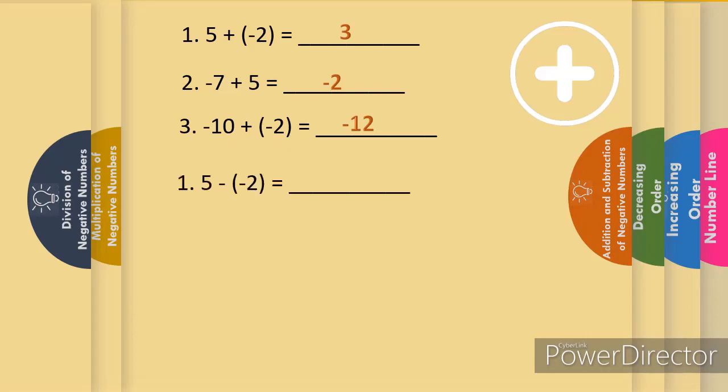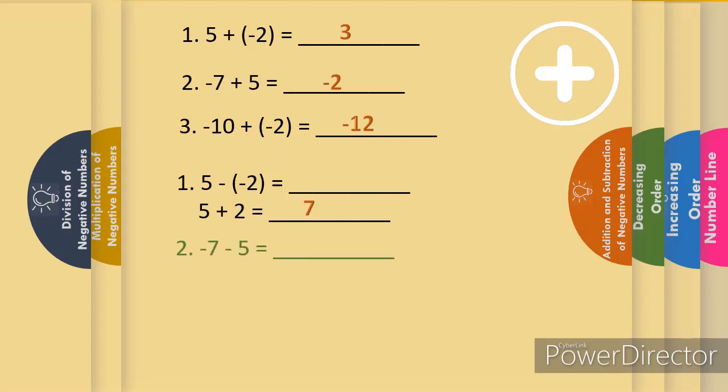Now let's have the subtraction. So 5 minus 2, the rule in subtraction: copy the first term, then change the operation into addition and change the sign of the second number. So copy 5, change subtraction into addition, and change the sign of the second number. Since it is negative 2, change into positive 2. Then back to the rule of addition. So 5 plus 2 is equal to 7.